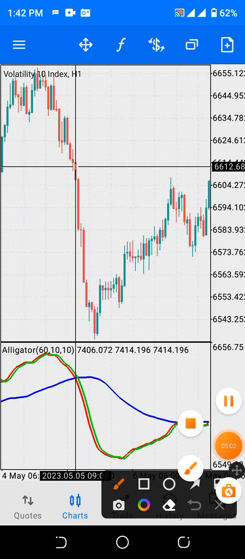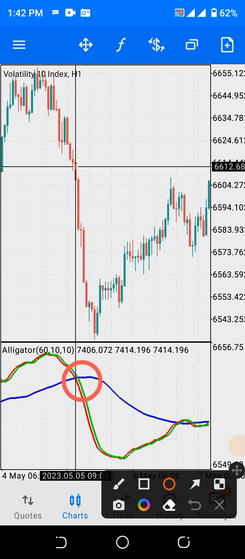Now this is the point where the correction occurs. From the side of the indicator, this is where the red and green lines cross the blue line of the alligator indicator, and this is the candlestick where the correction occurs. So at the closing of the candlestick where the correction occurs, that's where you need to do what? Make your sell entry, and this is a huge profit for you.